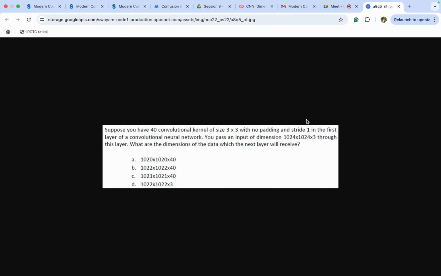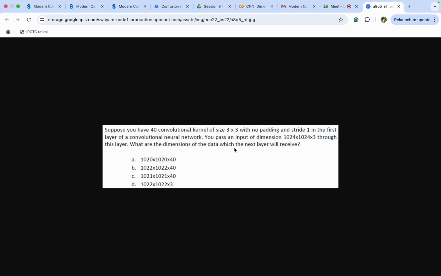Okay, I opened it. I think you cannot see my screen, so I'll just read it. Suppose you have 40 convolution filters of size 3 cross 3 with padding 0 stride 1 in the first layer of the convolution. You pass the input of dimension 1024 cross 1024 cross 3 through this layer. What should be the dimension of the next layer?